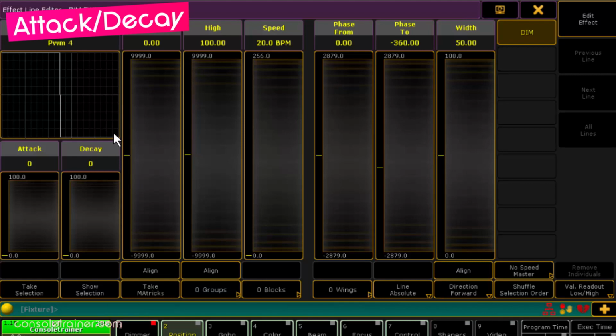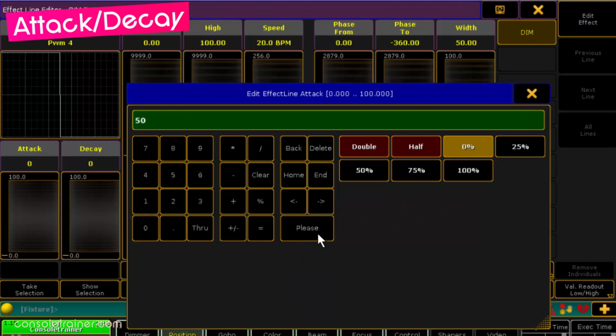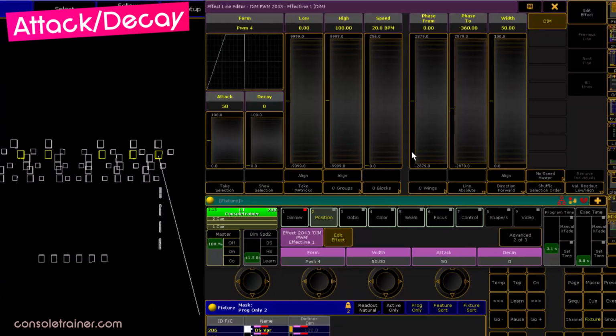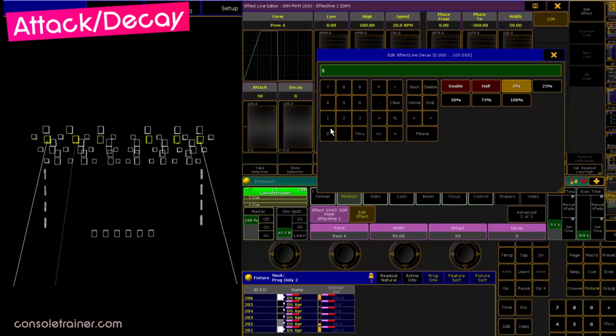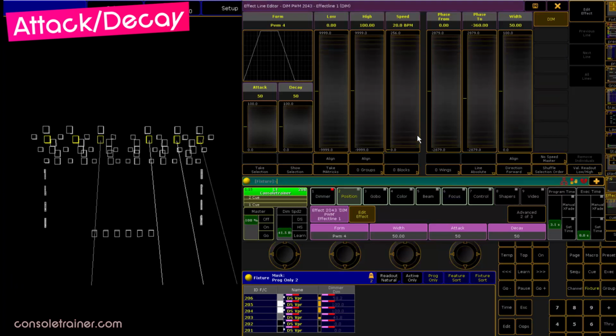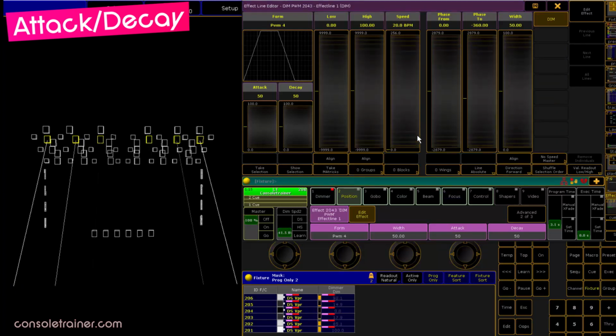If you want to have some crossfade on this change, then that's where attack and decay come in. As I add some attack, you can see the change in the waveform and also see that the dimmer is fading to full, but still snapping to zero because decay is still at zero. Now with attack and decay both at 50, we get an even crossfade and equal amounts of time at the high and low value.